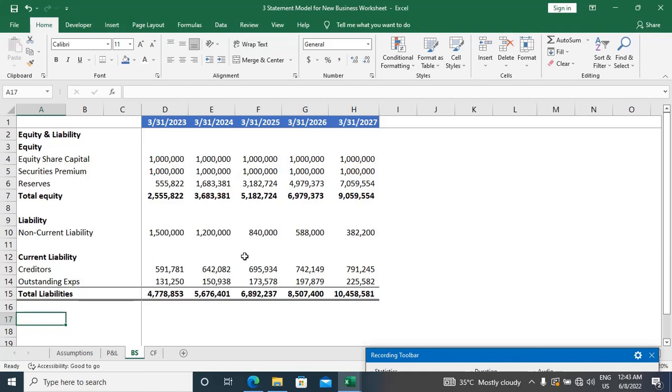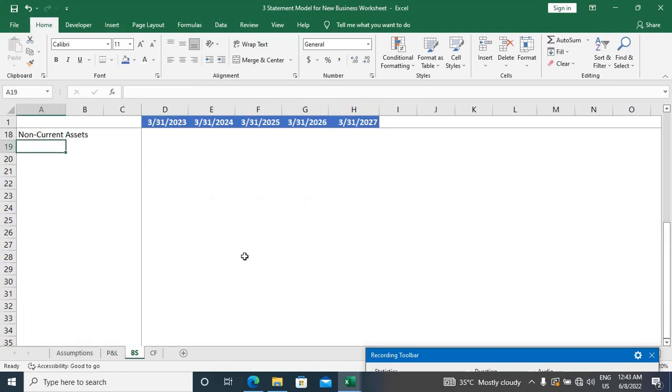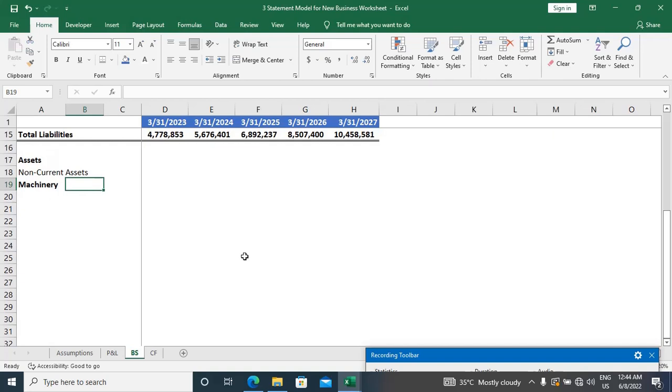Now asset part. Let us look at assets part. Here let us do non-current assets. In the non-current assets, what is the thing? It was machinery. It was machinery. Non-current asset, it was machinery.